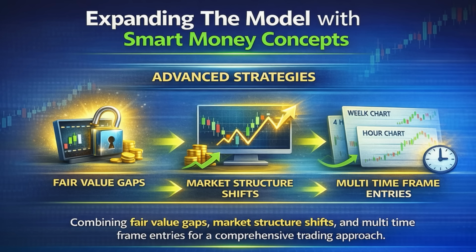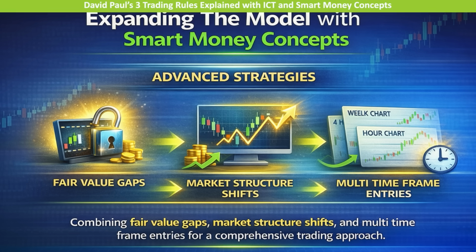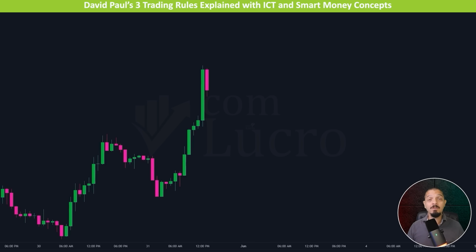Now, this was the core version of the model. We have expanded it further by combining it with multiple smart money concepts, including fair value gaps, market structure shifts, and multi-timeframe entries, which we will explain next. We begin with the first type of entry by combining the optimal trade entry model with fair value gaps.